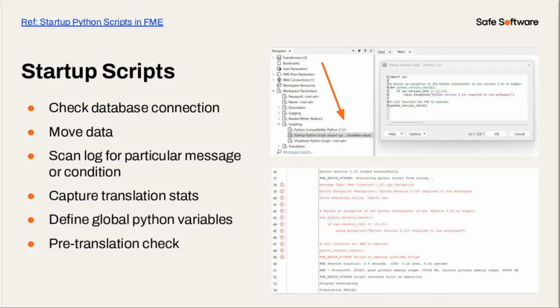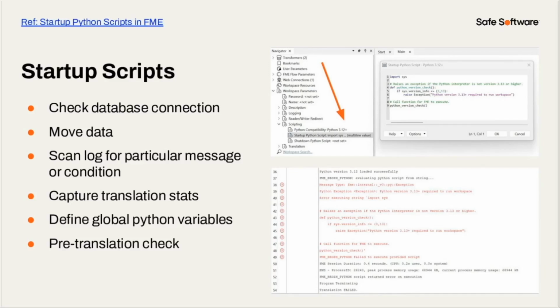So I have an example of that on the slide here. Just at the top is a fairly simple Python script that will raise an exception if the Python interpreter is not version 3.13 or higher. The screenshot also shows how to set up a startup script. It's on the Navigator tab here under Workspace Parameters and then Scripting. That's just where the arrow is pointing in the screenshot.